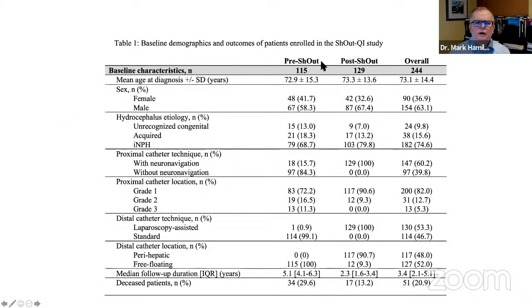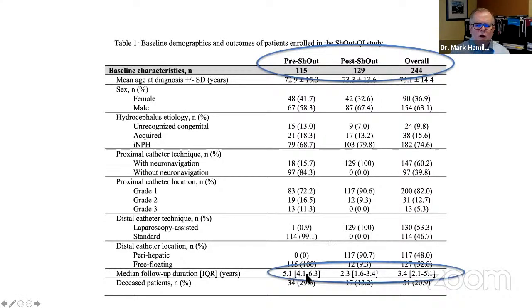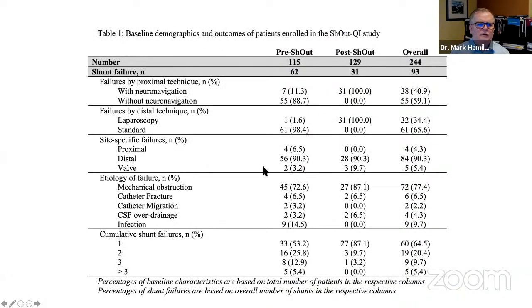So in this group, there were 115 patients before we started all these three aspects: infection prevention, image guidance for the ventricular catheter, and laparoscopic insertion assistance for the peritoneal catheter. So 115 versus 129 patients. We look down here, we had long follow-up. The post-change group, because this was a consecutive cohort series, had follow-up that, while shorter than the other group, was still over 2 years. That's median follow-up.